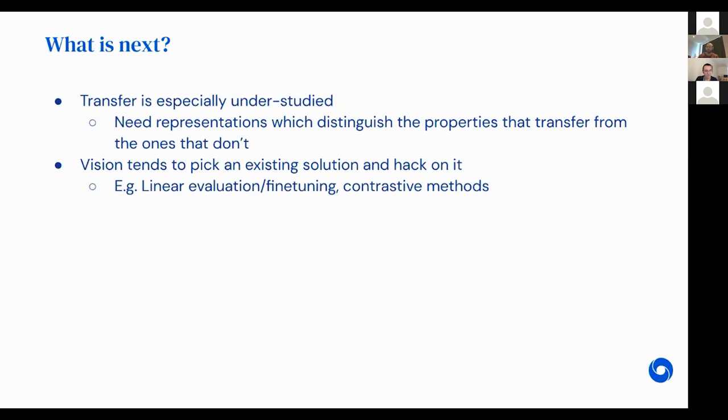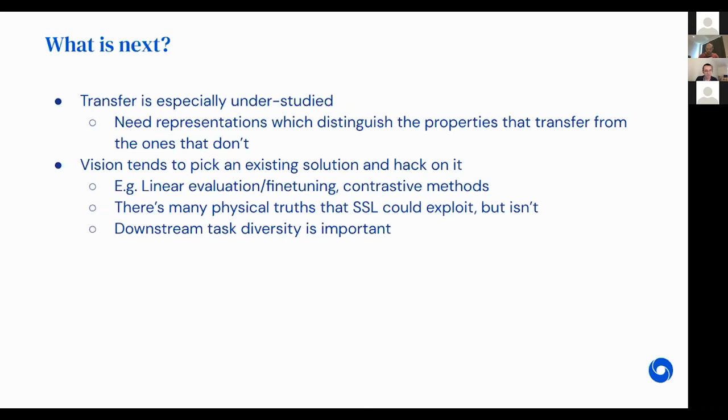And we have a simple way of extending Sinclair to not rely on this, but maybe if the difference had needed to be larger, it would have taken us longer to find that. There's many physical truths that self-supervised learning could exploit, but it isn't. Things like the 3D properties of the world, or the physics, momentum and so forth. And I think that maybe the algorithms that exploit these will be weaker to begin with, but eventually will contribute. And so I think that the solution for this is downstream task diversity.